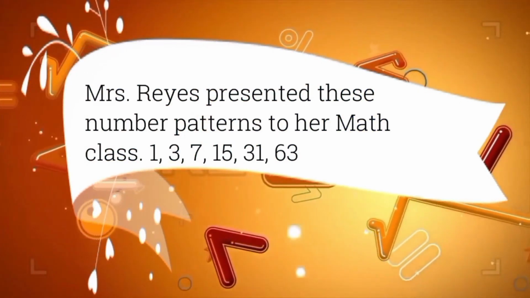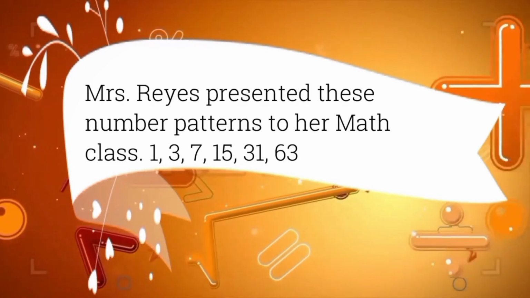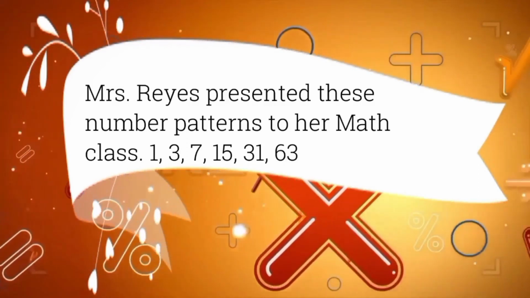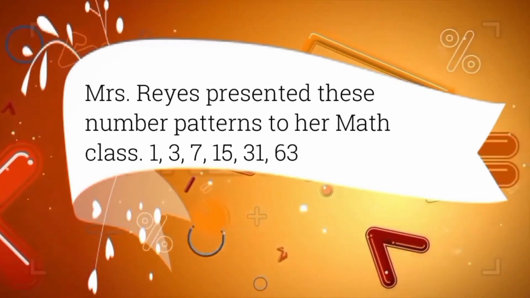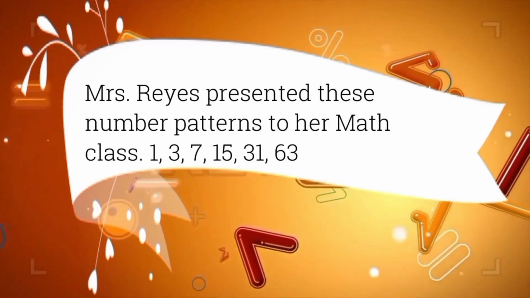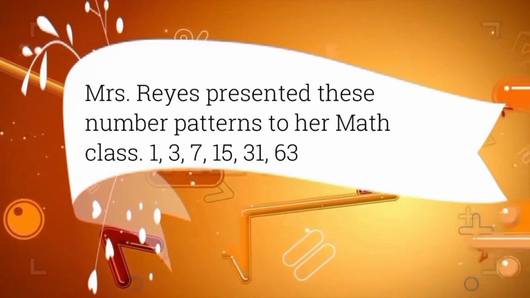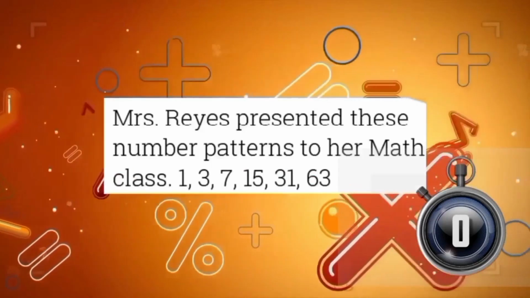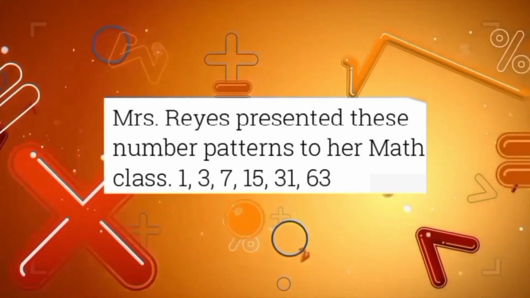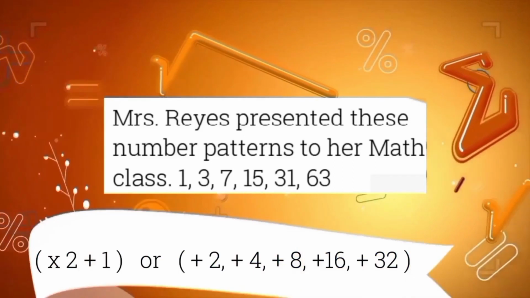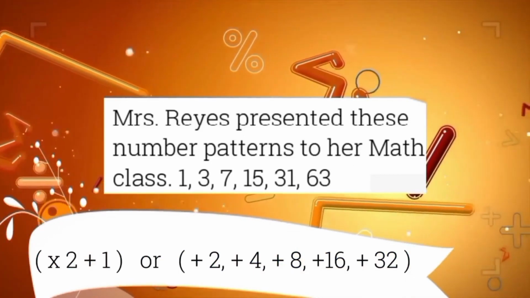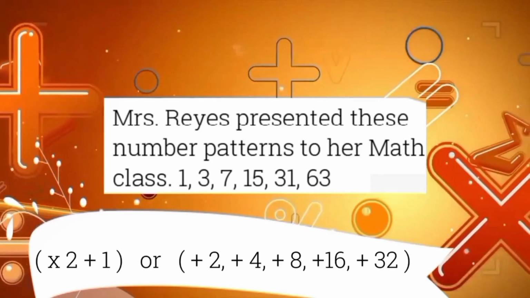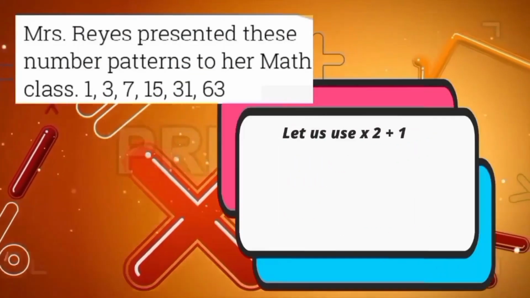Mrs. Reyes presented these number patterns to her math class. 1, 3, 7, 15, 31, 63. What is the rule or pattern used to find the second term, third, fourth, fifth, and the sixth term? The rule or pattern used to find the second up to the sixth term is times 2 plus 1, or plus 2, plus 4, plus 8, plus 16, plus 32. Let us use times 2 plus 1.